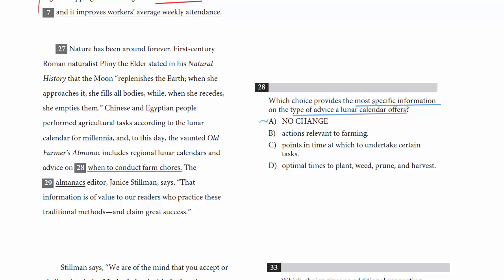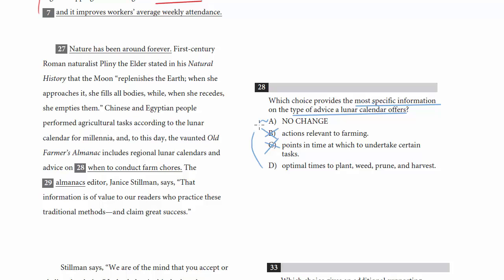B: advice on actions relevant to farming. So at least this, I suppose, gives a kind of advice, but is it specific? No, it's very general. Like actions relevant to farming. That's so broad. We need something more specific. C: points in time at which to undertake certain tasks. That's even worse than B because it's still very, very general. We're looking for something focused and specific. D: optimal times to plant, weed, prune, and harvest.